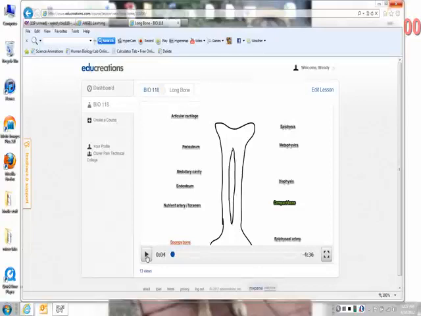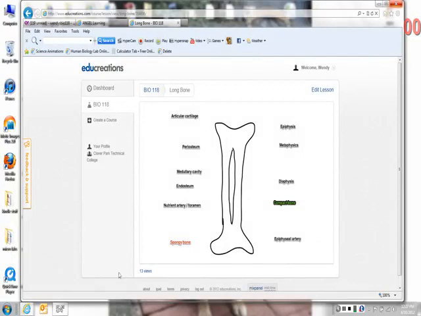Here, we're going to take a look at the anatomy of a long bone. The long bone is divided into three regions. The diaphysis is the shaft of the bone, which we're going to indicate here with some brackets.